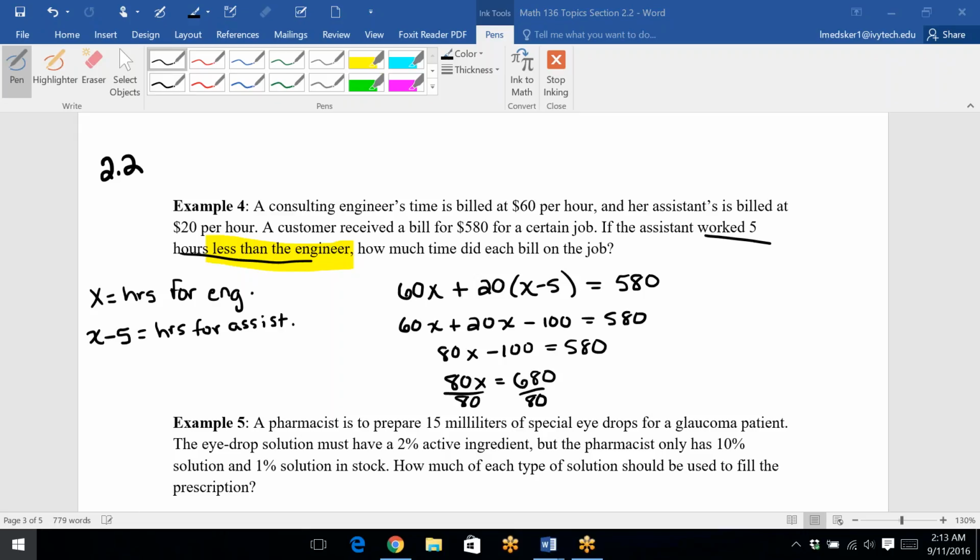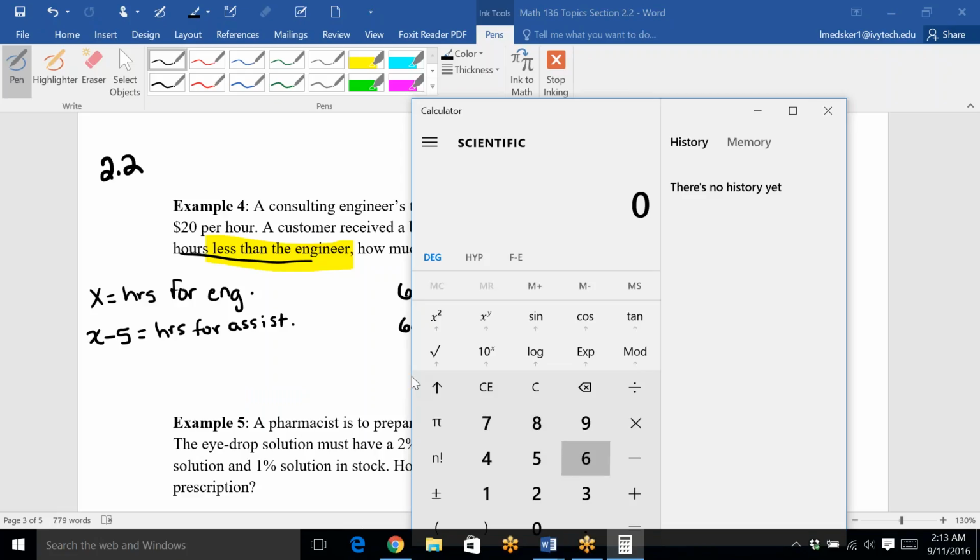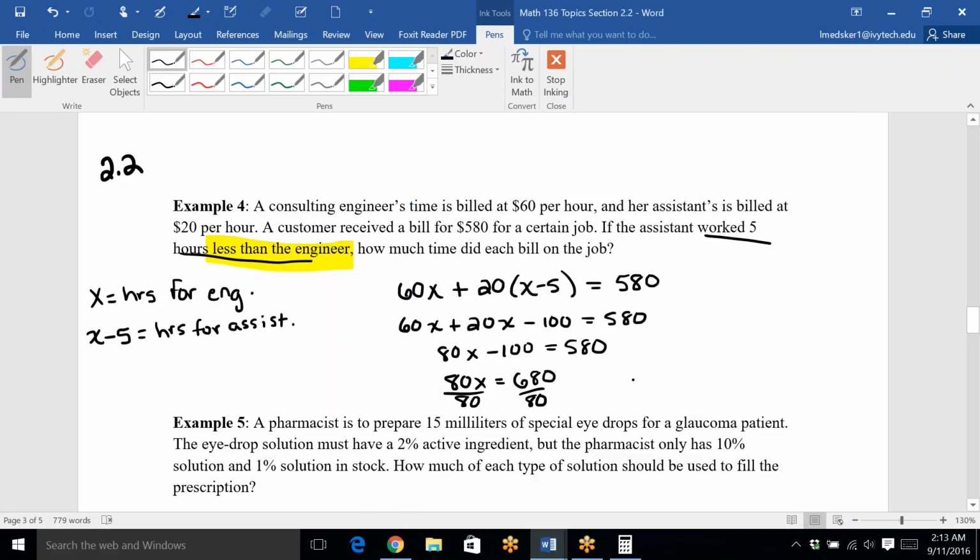So we get our calculator. 680 divided by 80 is 8.5. So that means that the engineer worked 8.5 hours. And remember, there were 5 hours less worked by the assistant. So the assistant worked 8.5 minus 5, or 3.5 hours.